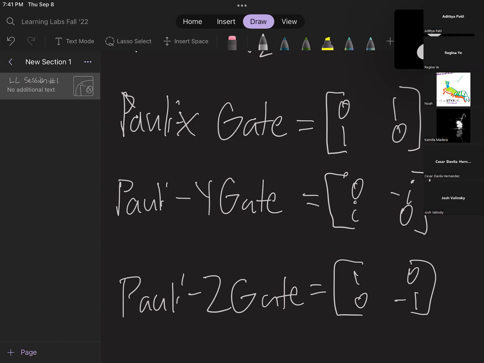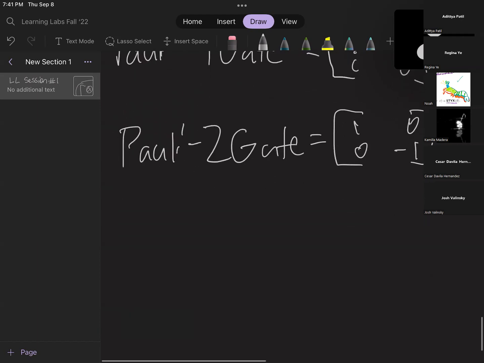I know some people are still writing, but can you guys see them? Okay. So, do we want to do some basic qubit manipulation? Start off with that. I'm very sorry.